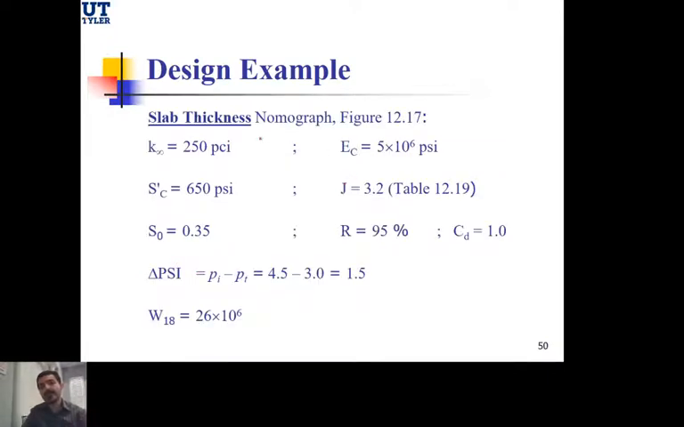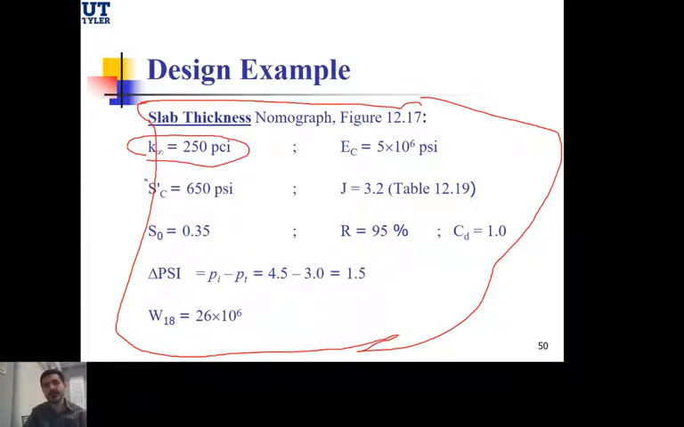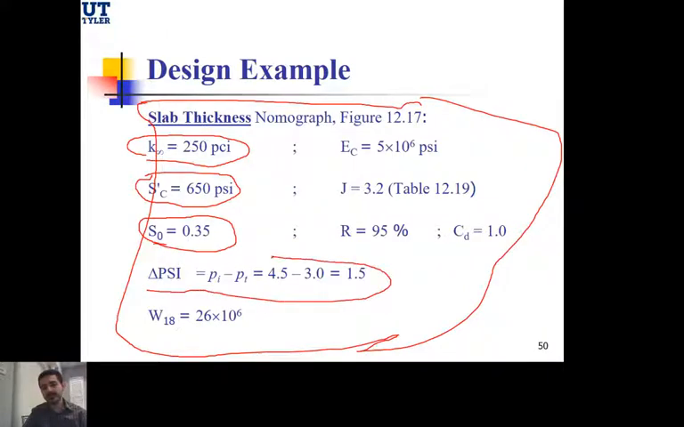That's why I like first to now summarize all the numbers that I'm going to need for my nomograph. So I have here the K infinity, which is 250, the SC prime, this is the modulus of rupture, 650 psi, S node, this is the standard deviation, 0.35. Delta PSI, which is the difference between the initial serviceability and the terminal serviceability. So it's 4.5 minus 3, that's 1.5. And then I have the ESALs for this lane. So again, it was given to us in this example here per lane, so it's 26 million.